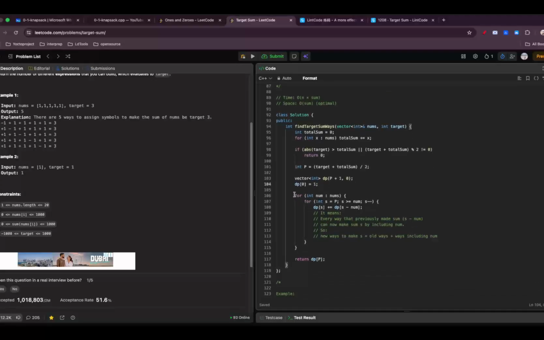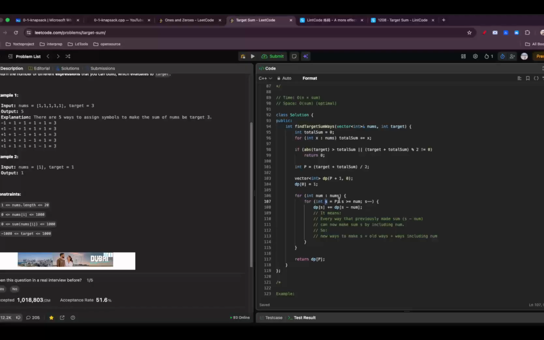Then comes the part where we take these numbers, and then for int s equals p, our sum starting from p. One thing we need to keep in mind is that we need to do a backward loop rather than a forward loop. If we do a forward loop here, then it will become an unbounded knapsack. Here we need a backward loop, and it's not something you need to cram, there is a logic behind why we are doing it. That will come later. First let us go ahead with the main logic.